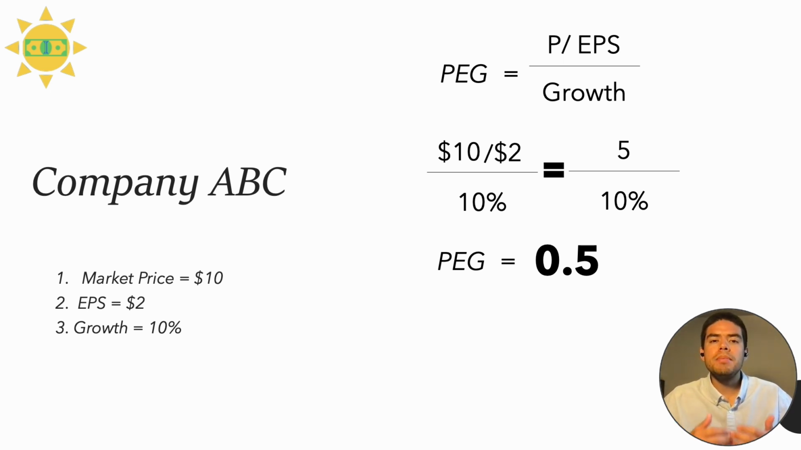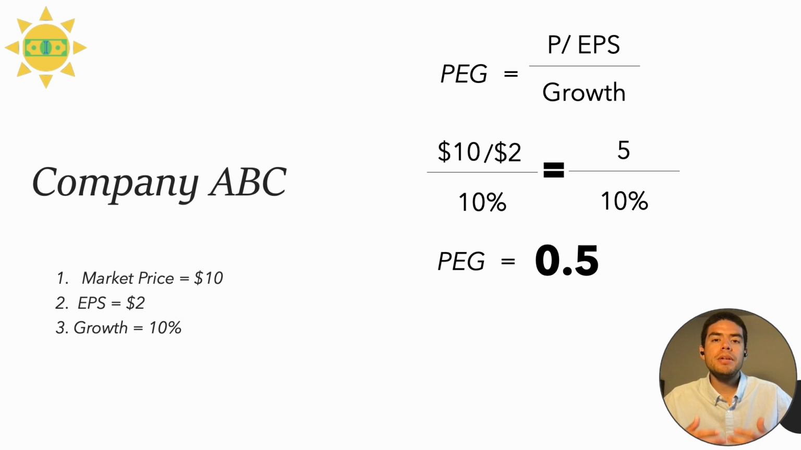Now, what does this mean? Well, it means that company ABC's PE is currently at half of its projected EPS growth. Or in other words, company ABC's EPS growth is expected to be twice as much as its current PE ratio.